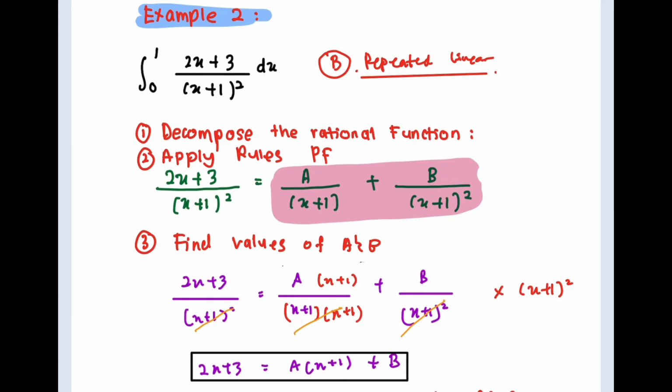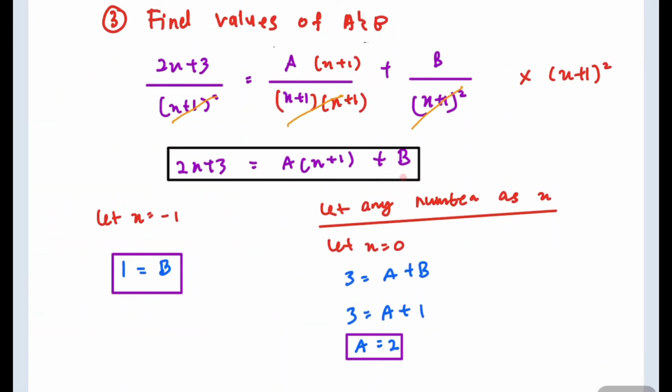So let's multiply both sides with x plus 1 squared. Okay, so just cancel out your denominator. So you are left with 2x plus 3 equal to A(x plus 1) plus B. So now let's work out in order to find A and B. Let's use the elimination method. In order to get rid of this factor here, we need to let x be -1. So let's do this.